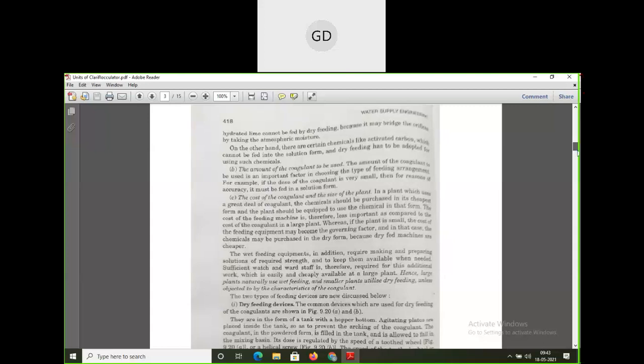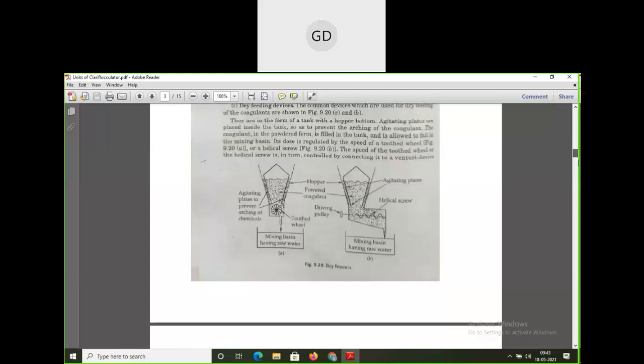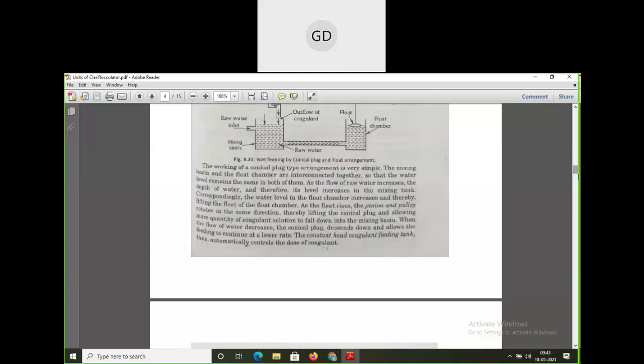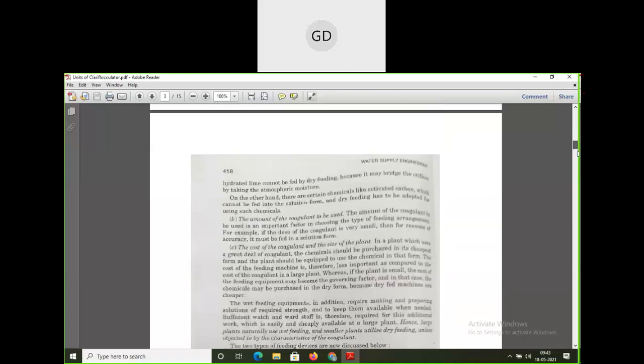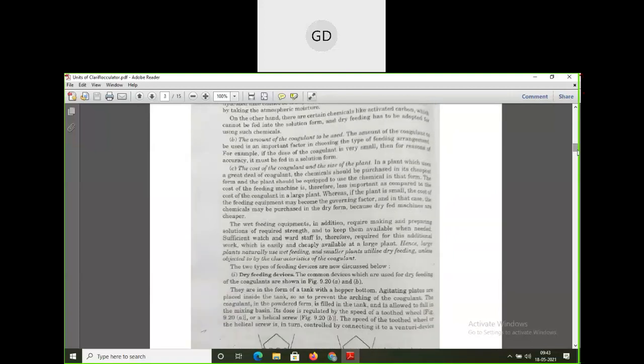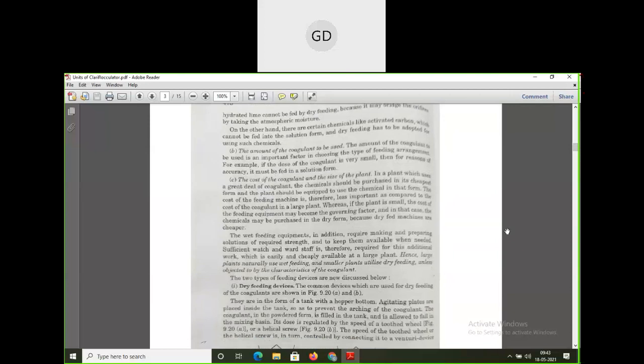All these things are somewhat practical, so if I go on explaining, you will not understand. There is one video I got on YouTube where they have explained it very nicely with animation, so I think you will understand if you watch that video. I have told you what is happening in a clariflocculator, and you have understood the whole process, but you have to see the mechanisms and how they perform. So for that, I would like to share one video with you.